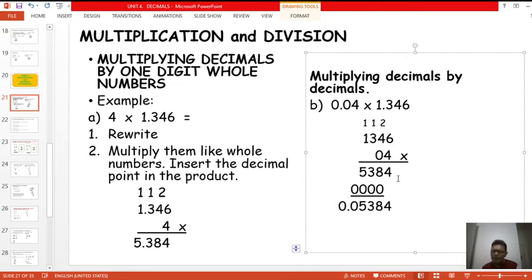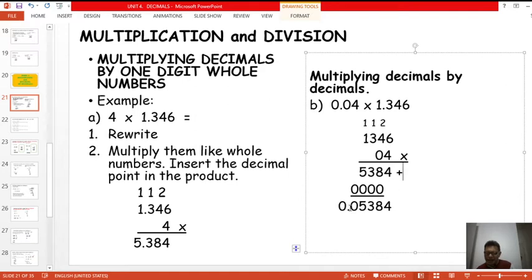So now add them up. Remember, don't forget the addition sign. So we get 4. You may put a 0 there, or you may not. 4 plus 0 is 4. 8 plus 0 is 8. 3 plus 0 is 3. 5 plus 0 is 5. Then we got nothing there, so 0 plus 0 is 0.